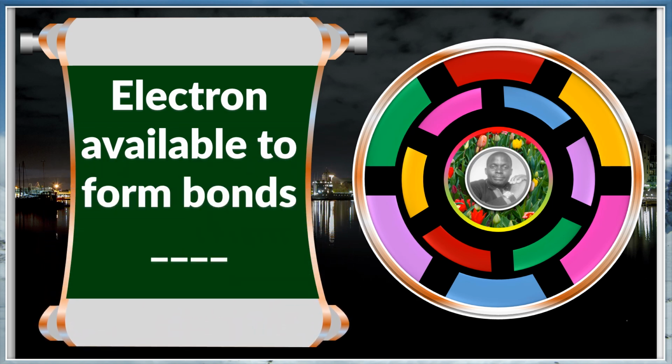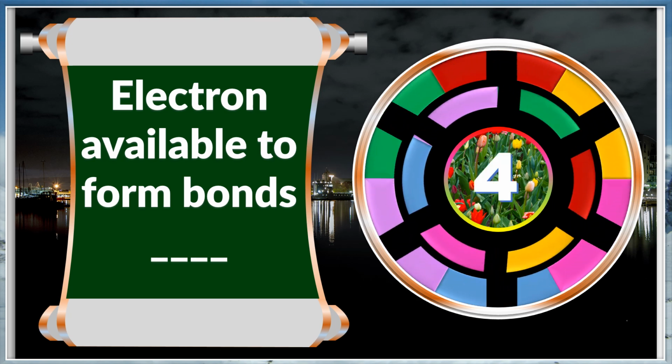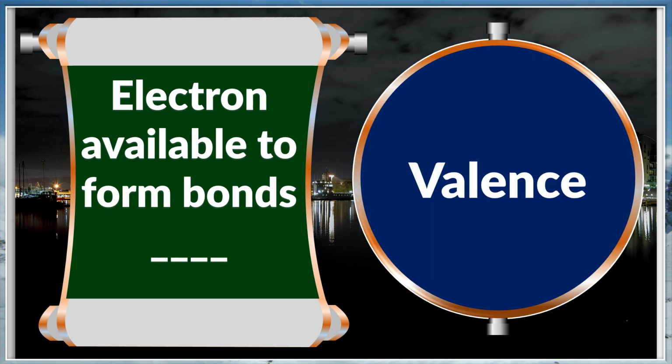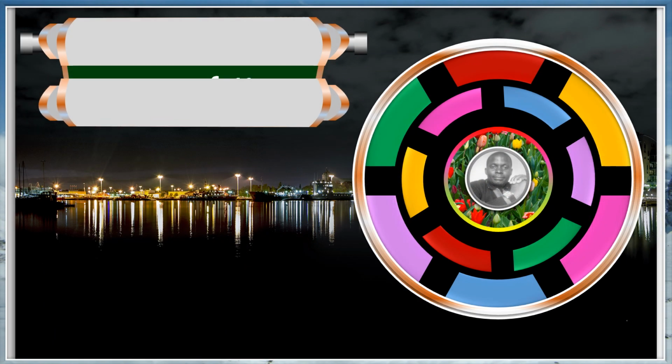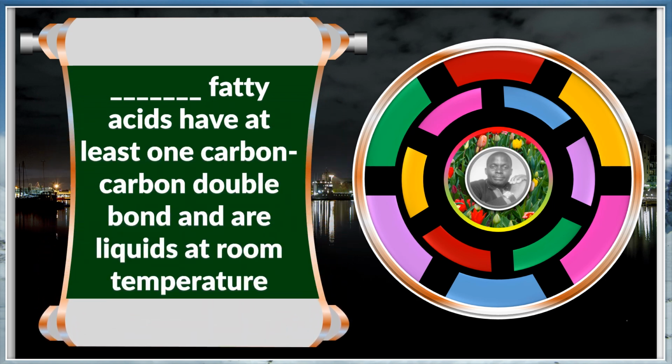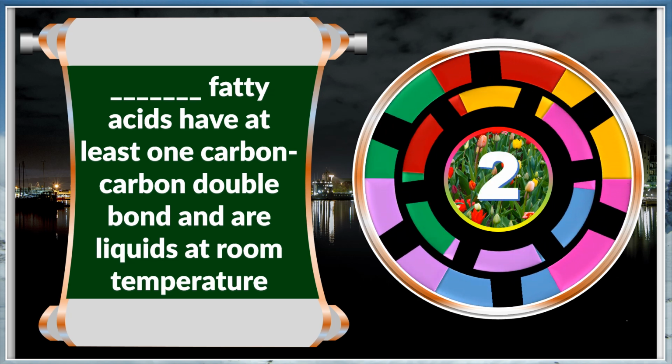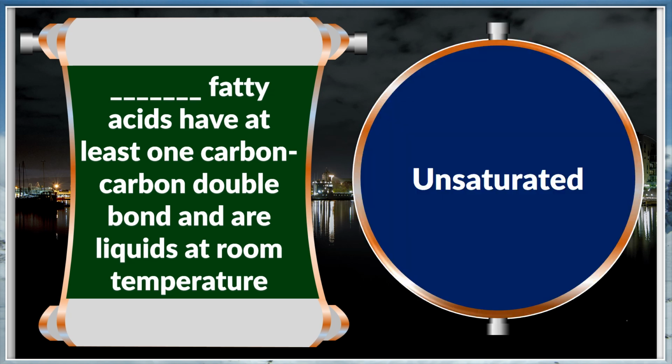Electron available to form bonds dash. Valence. Dash fatty acids have at least one carbon double bond and are liquid at room temperature. Unsaturated.